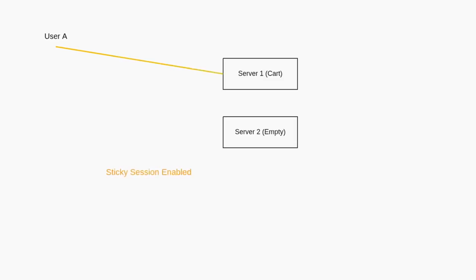The load balancer identifies the user via a cookie and ensures all their requests during that session go to the same server. While this solves the immediate problem, it can lead to uneven load if one sticky user is much more active than others. Modern architectures often prefer a centralized session store, like Redis, so any server can handle any user's request without needing stickiness.